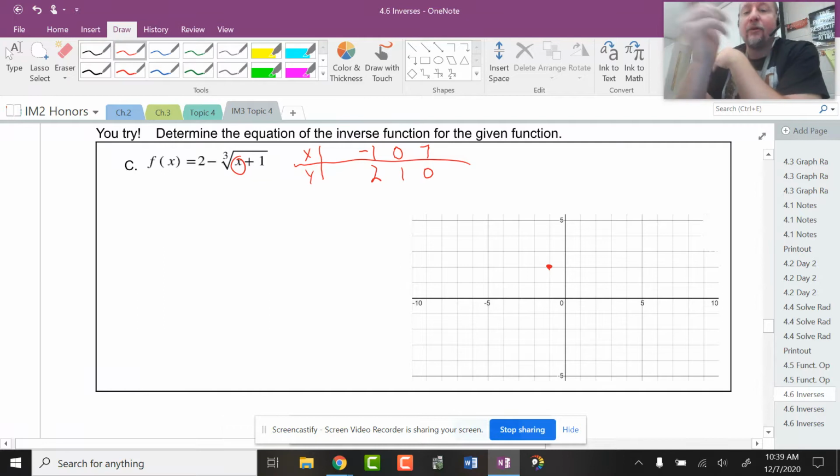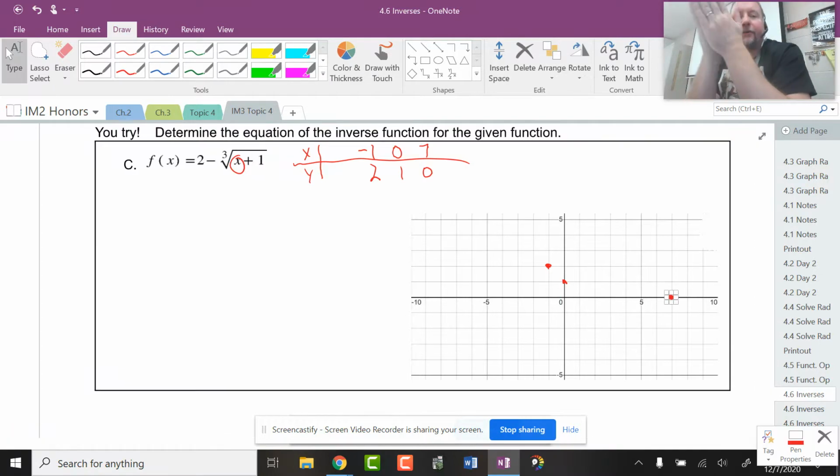Okay. And then we got to go the other way. So I'm going to go ahead and plug these in. 0, 1. Because you can take the cube root of a negative. So what would be another value that would work out evenly if I plug this in for x?